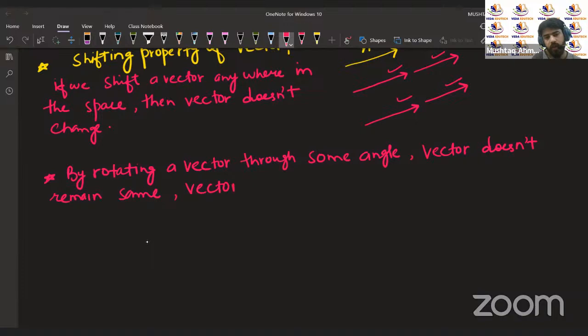The vector changes. If we have a vector in space and we try to rotate this vector, even if we do not change the length of this vector, we just rotate it. Now what happens because of the rotation? The direction of the vector changes. If the direction of the vector changes, the vector does not remain the same. So for a vector to remain the same, both the magnitude as well as the direction must remain the same. So giving a rotation to a vector, the vector changes to a new vector.